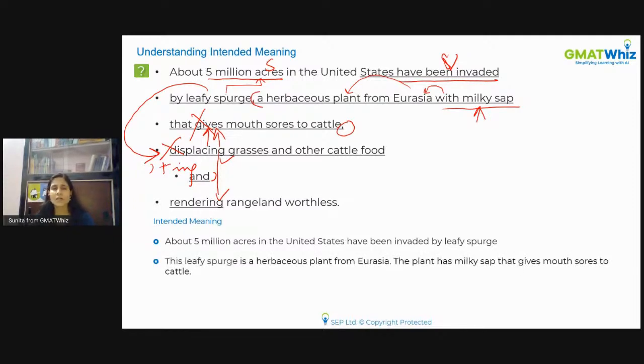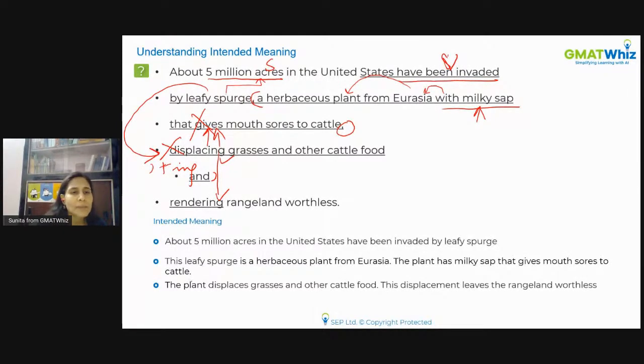This leafy spurge is a herbaceous plant from Eurasia. The plant has milky sap that gives mouth sores to cattle. Fine. The plant displaces grasses and other cattle food. Okay. So when I say the plant, I mean the leafy spurge displaces grasses and other cattle food. And this displacement leaves the rangeland worthless.